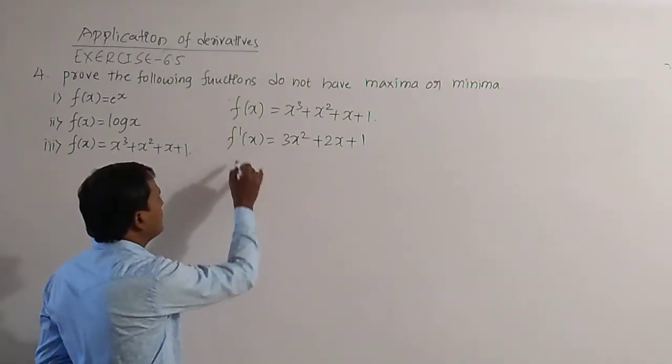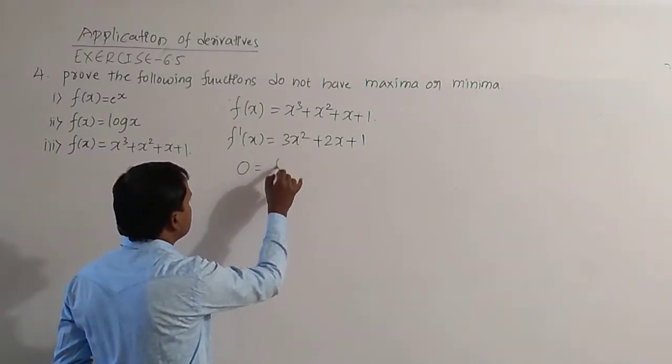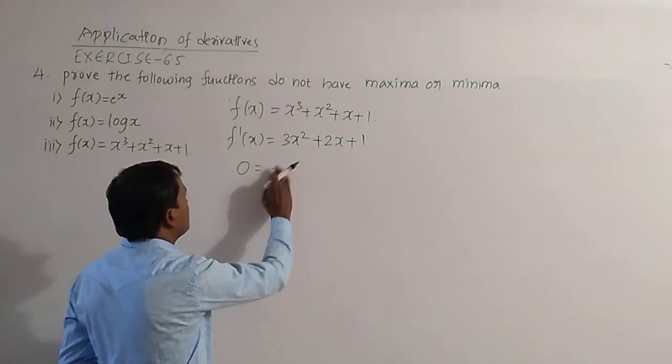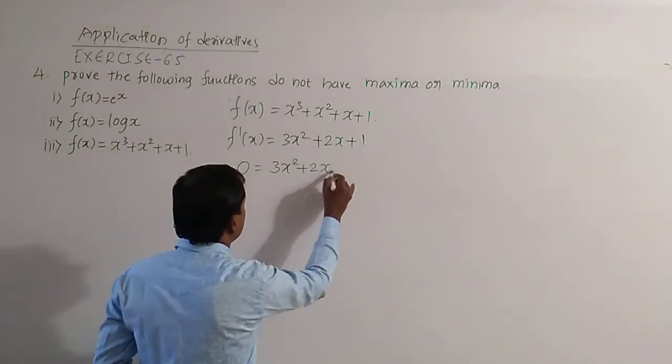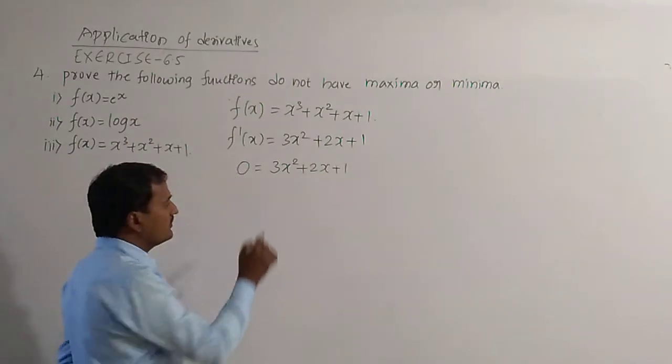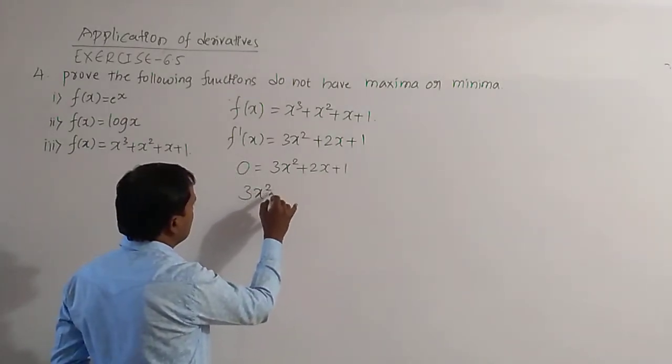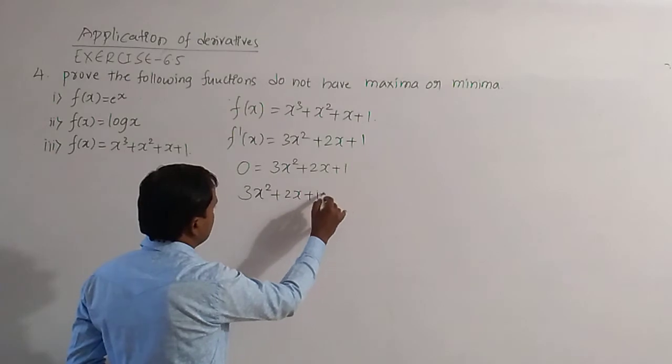Again, to get the critical point we have to substitute f dash of x equal to 0. So here we get 3x square plus 2x plus 1. Now it is in the form of a quadratic equation, 3x square plus 2x plus 1 equal to 0.